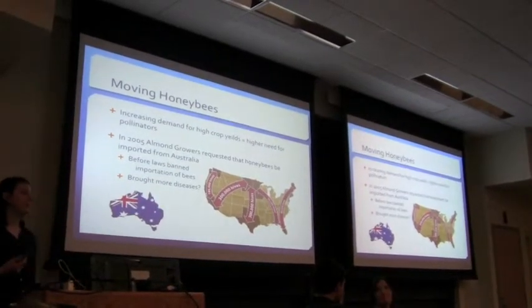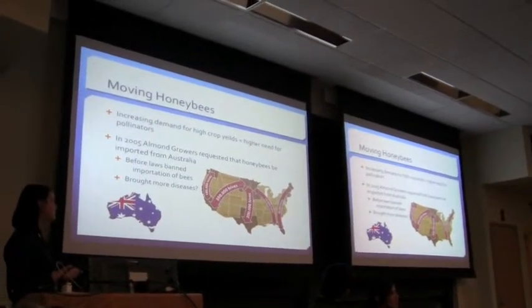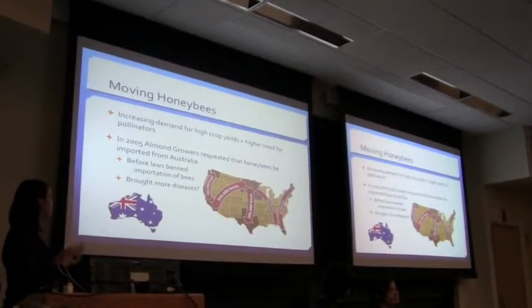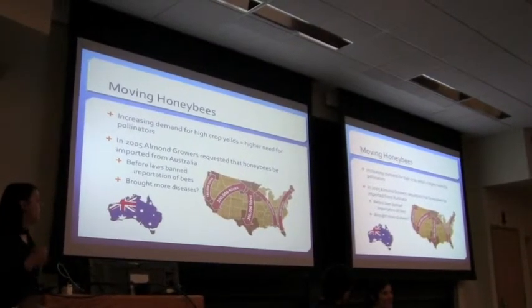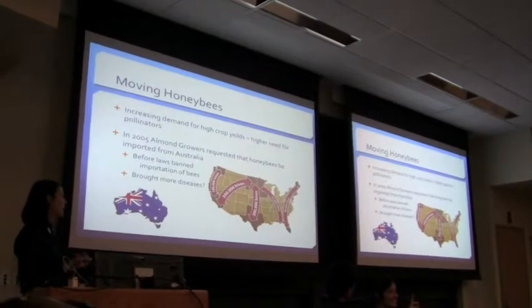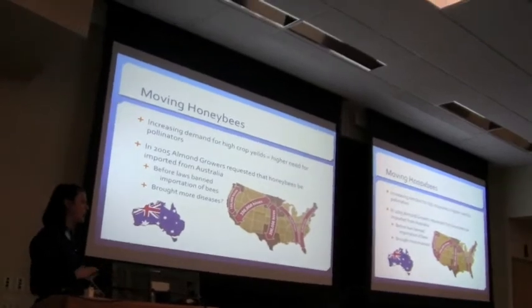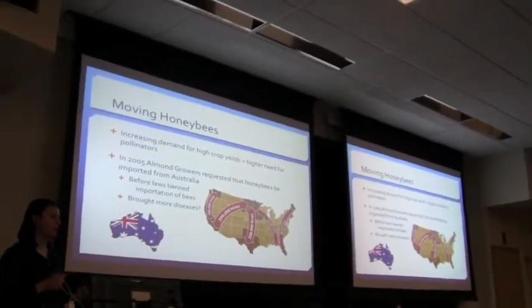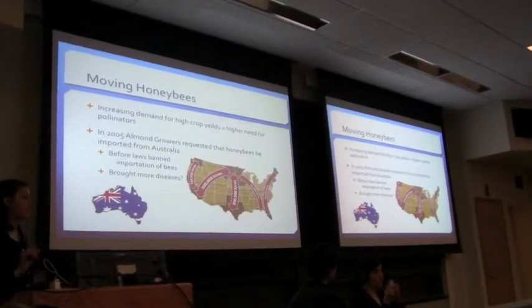So, moving honeybees. We move honeybees around a lot, actually. We move them around because there's increasing demand for high crop yields because we want cheaper food, we want more food, therefore there's higher need for pollinators. And actually, I don't know if you remember from the past slide, almond groves require honeybees. They can't pollinate by wind or anything like that. They need honeybees, that's it.